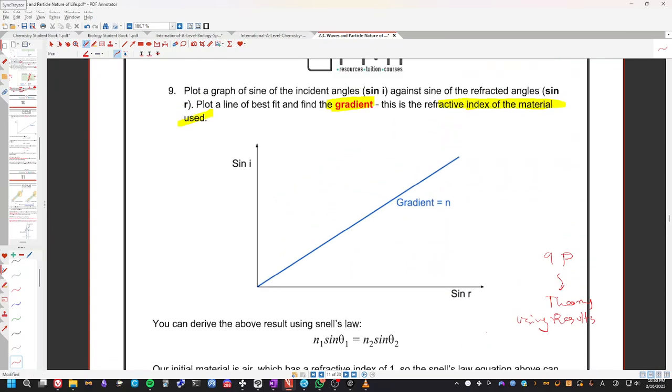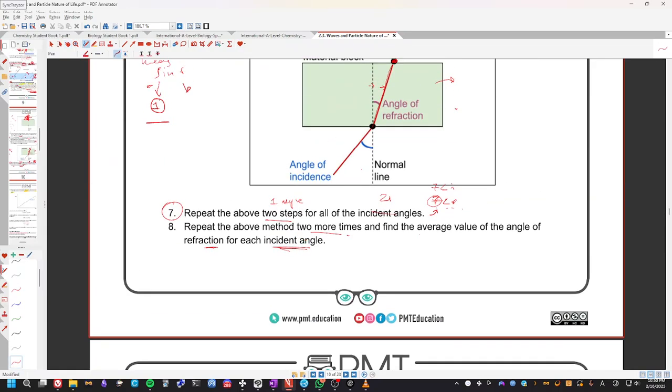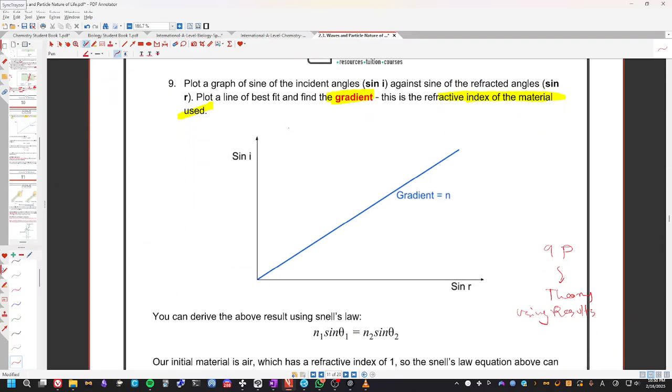So we found out. If we go up, step 7 just says repeat the experiment for everything. So complete the experiment once, and then step 8 says do the experiment 2 more times, then calculate a mean. That's what step 8 is telling you. Now, step 9 is telling you to plot the graph.